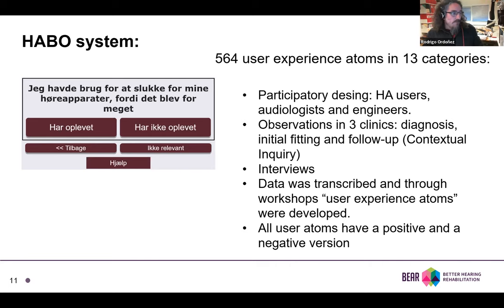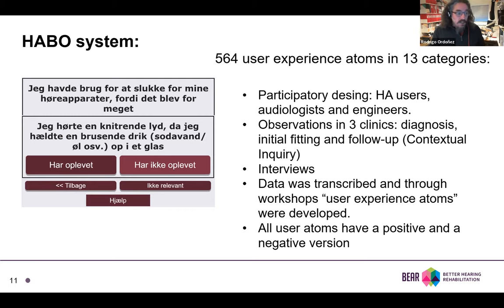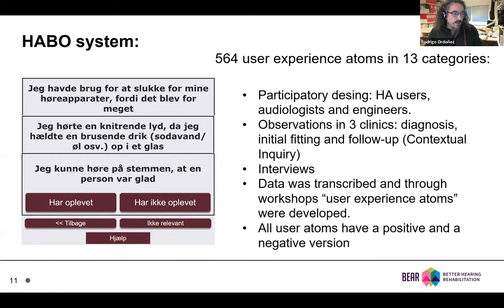So, for example, an example is: I needed to turn off my hearing aid because the sound became too much, or the accompanying positive sentence would be that I didn't have to turn off my hearing aid even though there was a lot of sound. Another example is, I heard a knieten, I can't translate that. I heard noise when I poured a fizzy drink or a soda or a beer in a glass. Depends on what he was pouring. That's the difference in what he heard. Or another example would be, I could hear from the voices that the person was happy.